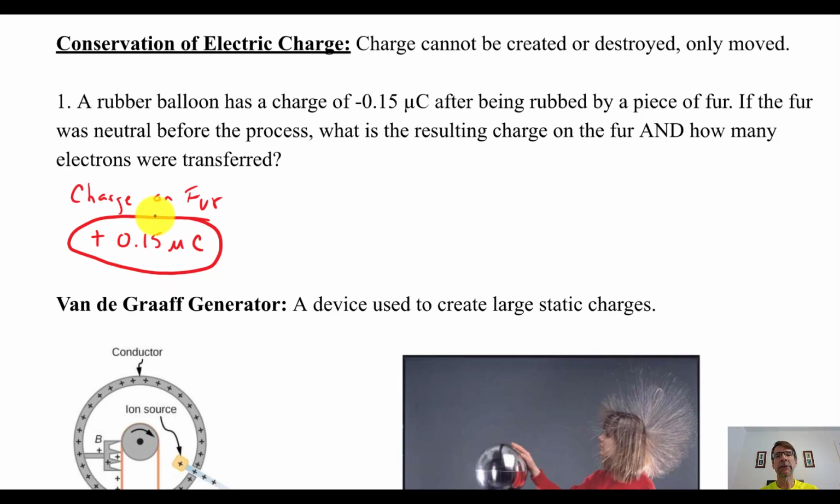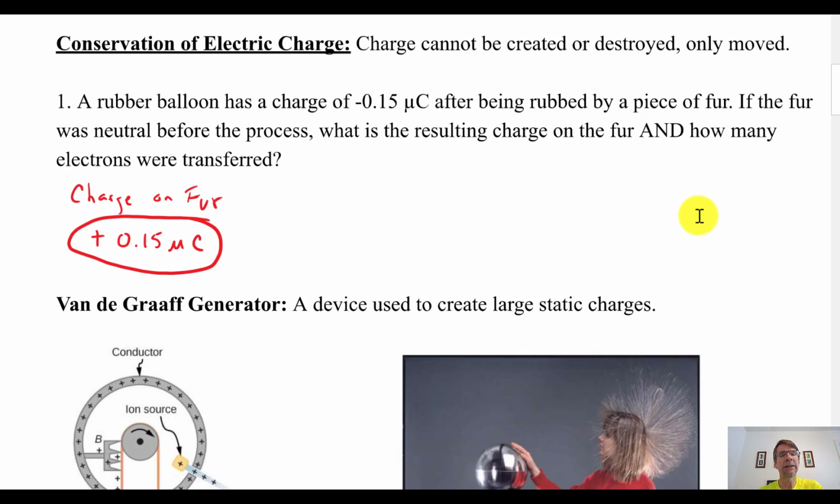Now it also asks, what is the resulting charge on the fur? That was it. And how many electrons were transferred? Well, here's the basic idea whenever you're asking about a numerical thing like this, when you have a big number. It turns out that 0.15 microcoulombs is actually a big number compared to the charge of the electron. How many electrons does it take to make that?